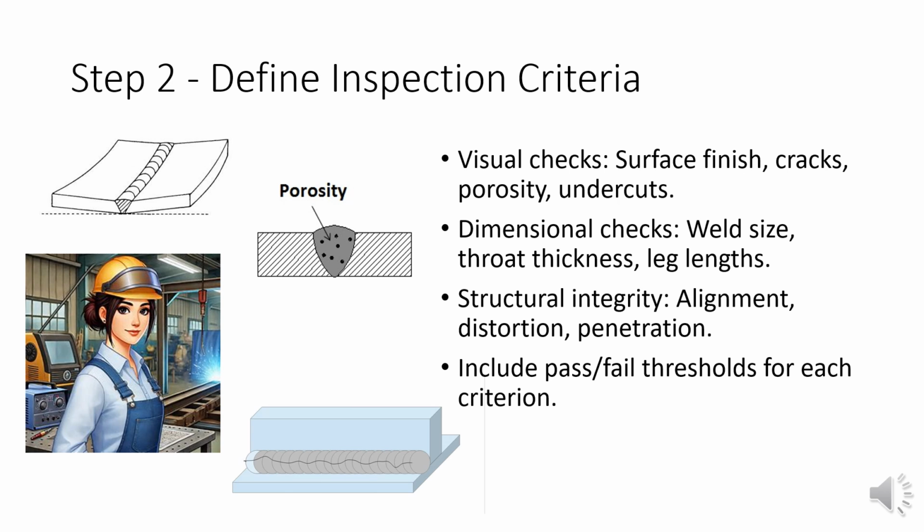Define inspection criteria, such as visual checks, surface finish, cracks, porosity, and undercut. Dimensional checks, weld size, throat thickness, and leg lengths. Structural integrity, alignment, distortion, and penetration. Establish clear pass-fail thresholds for each criterion.